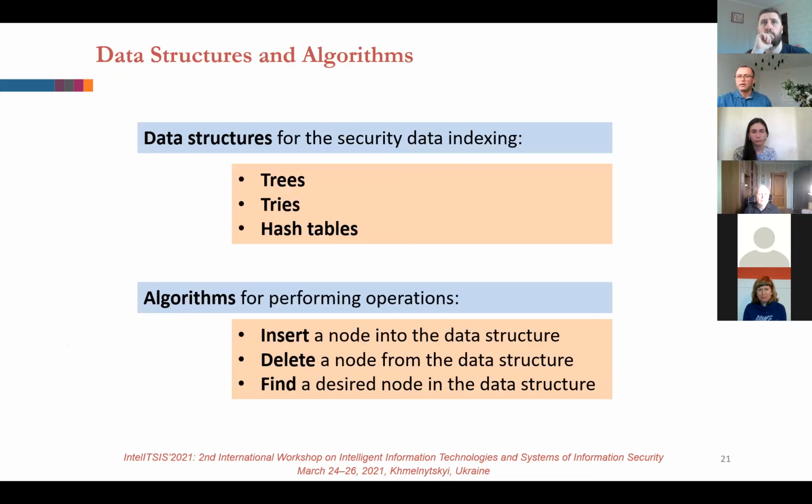The three data structures, trees, tries, and hash tables, we have considered for security data indexing. For each of them, we present the algorithms for performing operations that can be used to insert or delete a node into or from the data structure and to find a desired node in it.